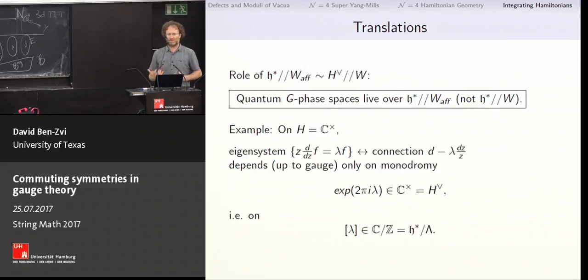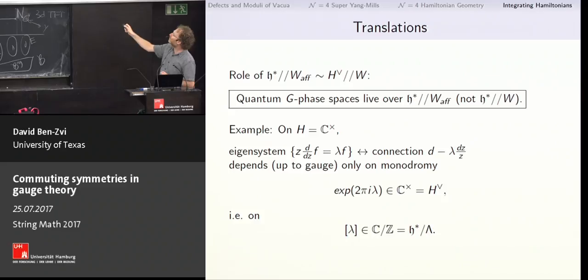So let me just say some words. What is the meaning of this affine Weyl group? Where does this come from? The statement is really saying that if you have one of these quantum G phase spaces, it lives over the Cartan modulo the affine Weyl group. So I want to claim that naively you might have guessed that these quantum spaces live over Cartan mod W.